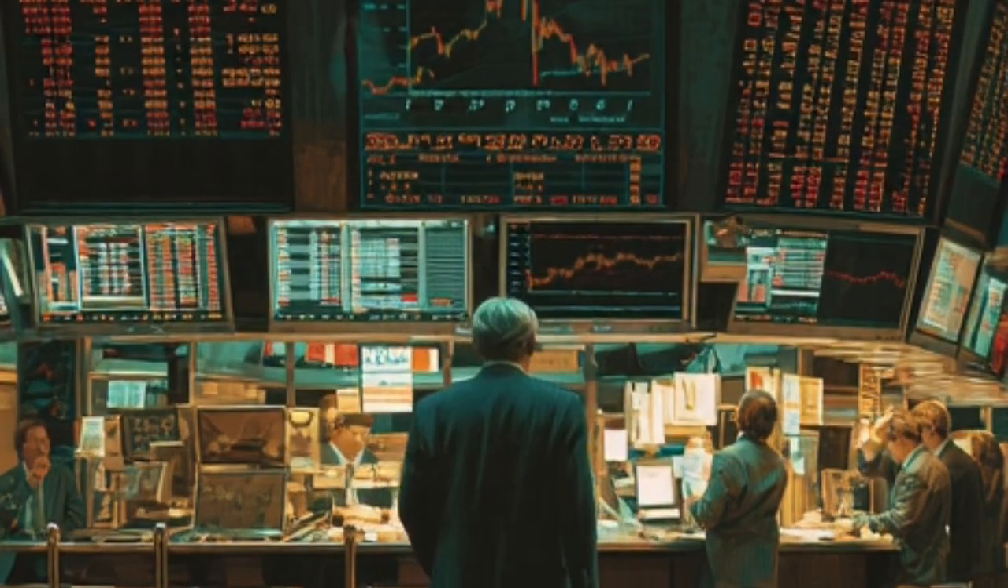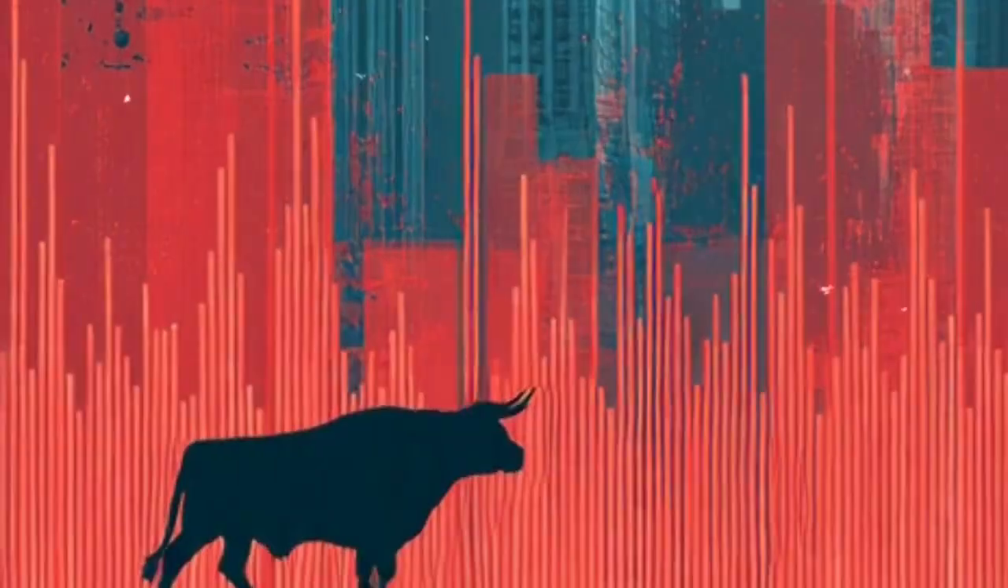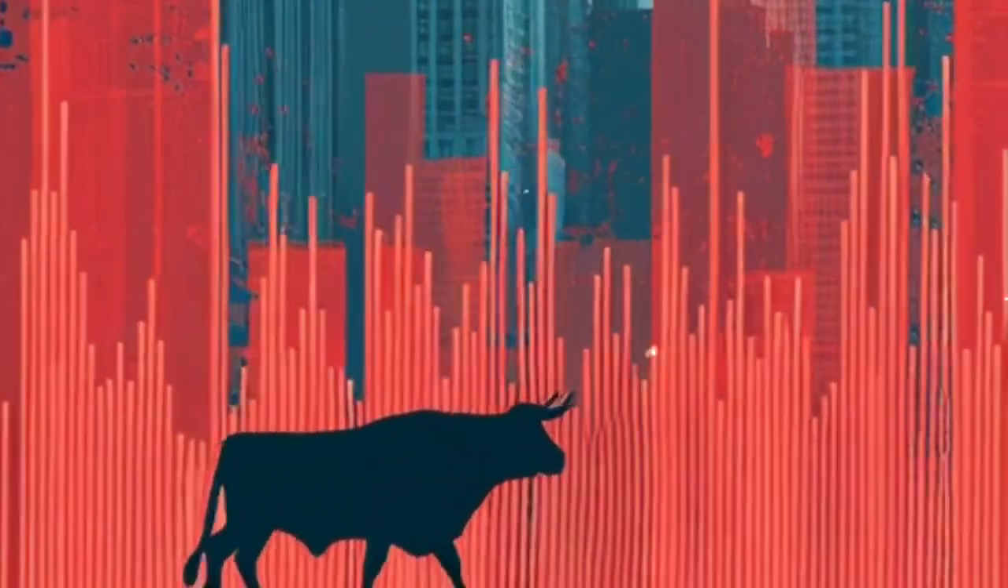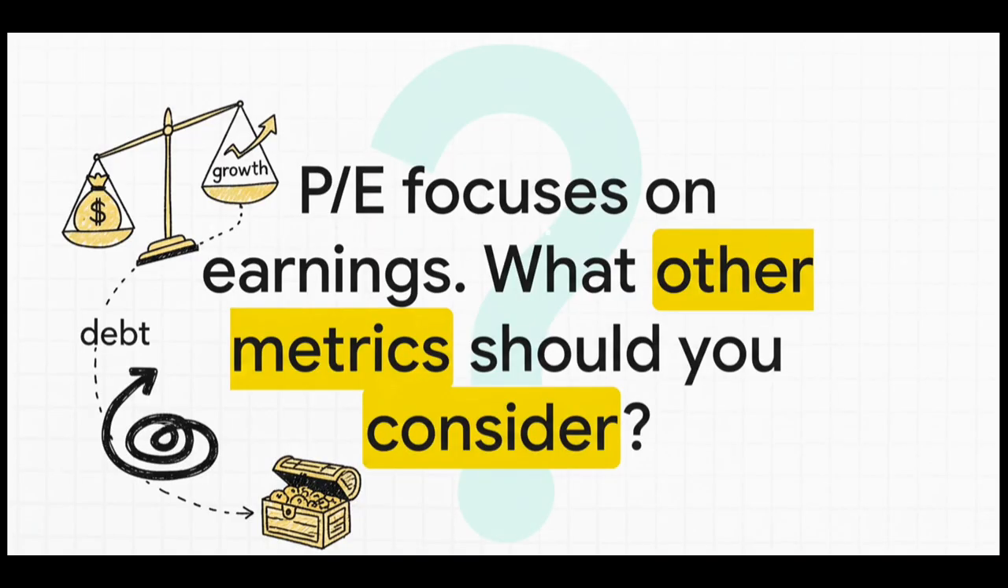Which really leaves us with one final big question. We know the PE ratio is a great way to look at earnings, but if it's only one piece of the puzzle, what are the other crucial pieces you need to look at? Things like debt, cash, and growth before you decide to invest.